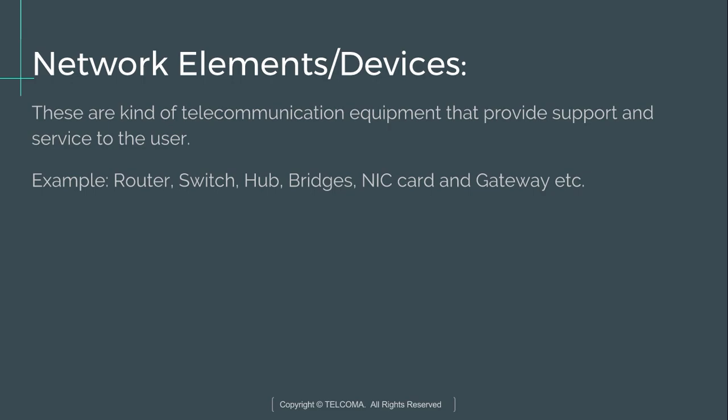Network elements are kind of telecommunication equipment that provide support and service to the user. Or we can say that network elements are manageable logical entities used to unite one or more physical devices. For example, router, switch, hub, bridge, NIC cards and gateway, etc. These are the network elements. So let's discuss these network elements one by one.